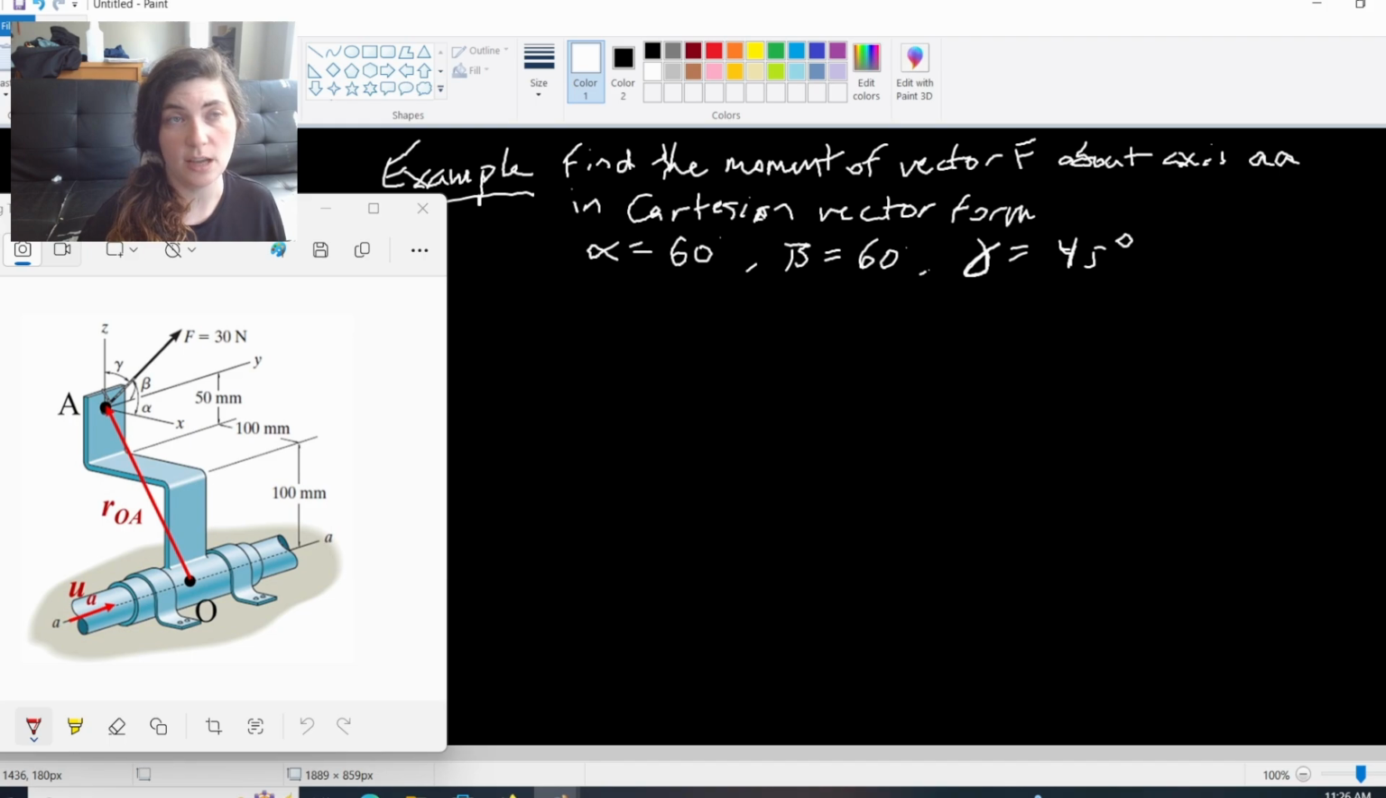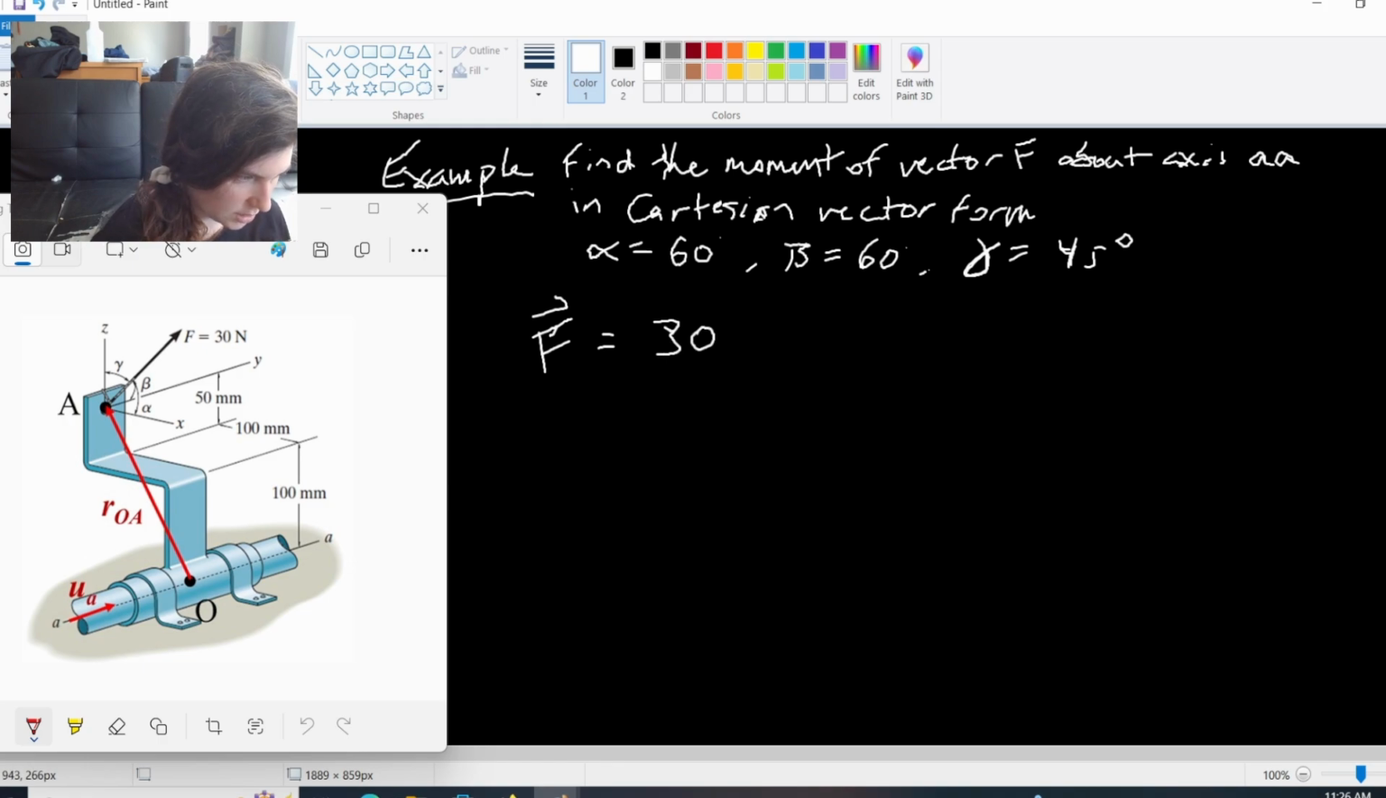Okay, so our first step is to break everything up into Cartesian form, put all of our vectors into Cartesian form, right? We see the three that are listed here. We're going to go ahead and break them down. I'm going to do the force vector first, just because I think that's the easiest one, right? So I have my 30 newtons.